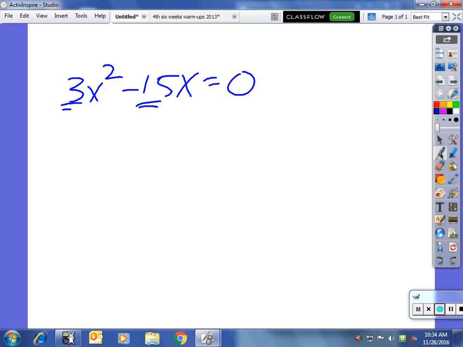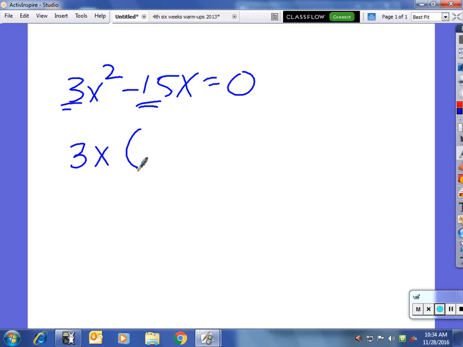What's the GCF here? 3x. And what's going to be left? Okay, I am done factoring because I don't have any more exponents. My factors were not two binomials here. My factors were a GCF and a binomial. No, I'm not looking for factors. I'm looking for solutions. One of them is 5, absolutely.